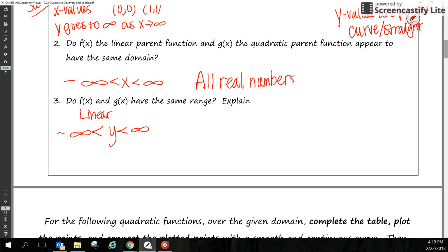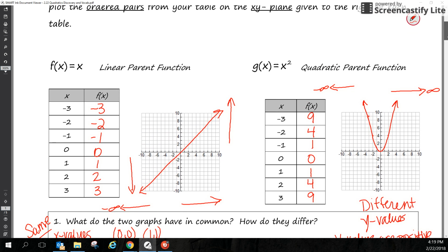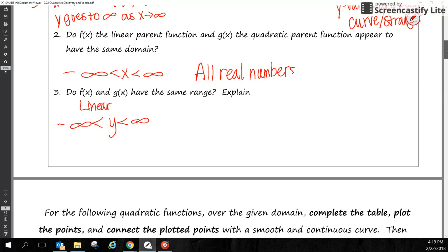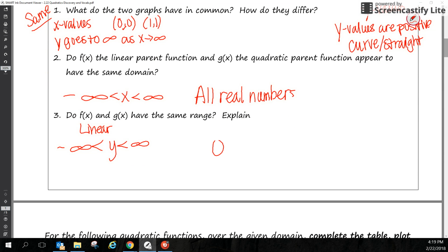But for my quadratic, looking back up at this graph, notice my y's, they go down to 0 and then they go back up. So I never get any negative y values. So my range is just from 0 up to infinity. So it's got a different range. It goes through 0, so we're going to include 0. And then the high range is positive infinity.